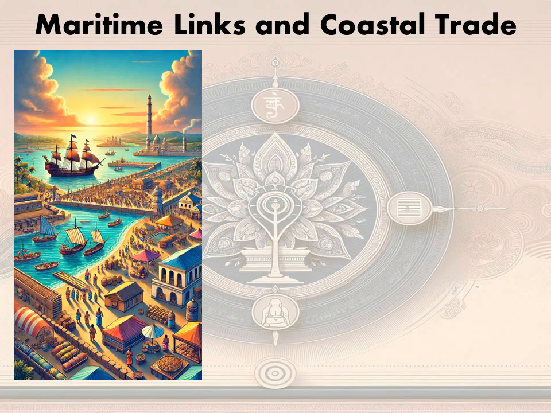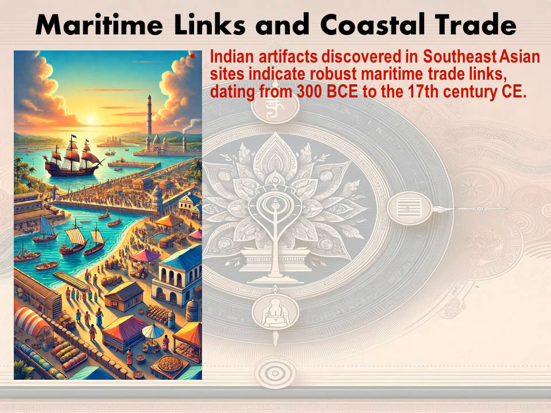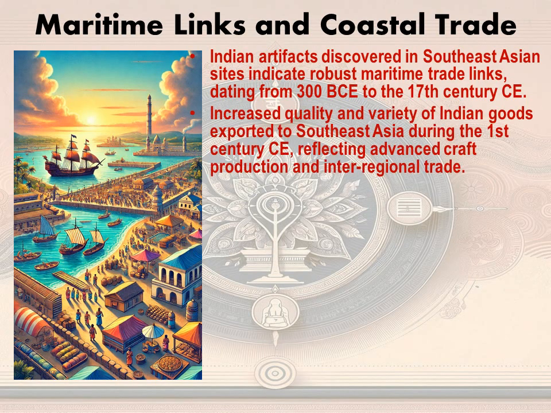Now, maritime links and coastal trade. How were the maritime links? What were the main links? And how did coastal trade function? Indian artifacts discovered in Southeast Asian sites indicate robust maritime trade links dating from 300 BC to 17th century CE. So all these artifacts being found in Southeast Asian sites indicate the fact that there was a very well organized, robust maritime trading system for about 2000 years.